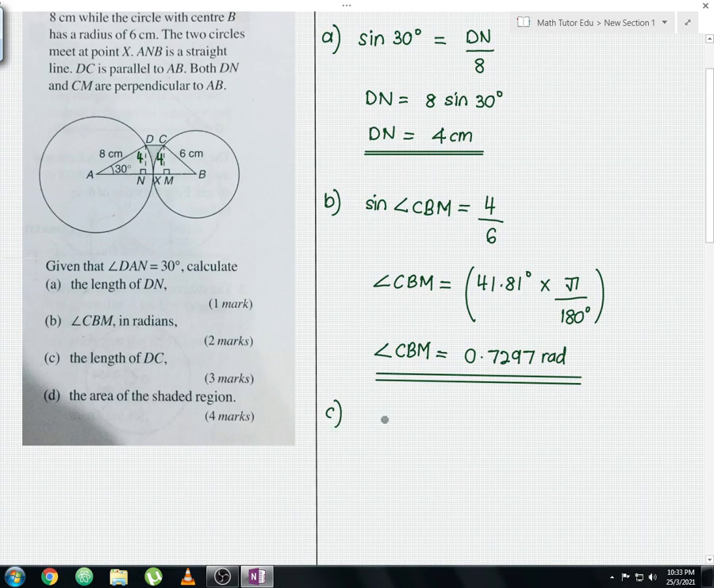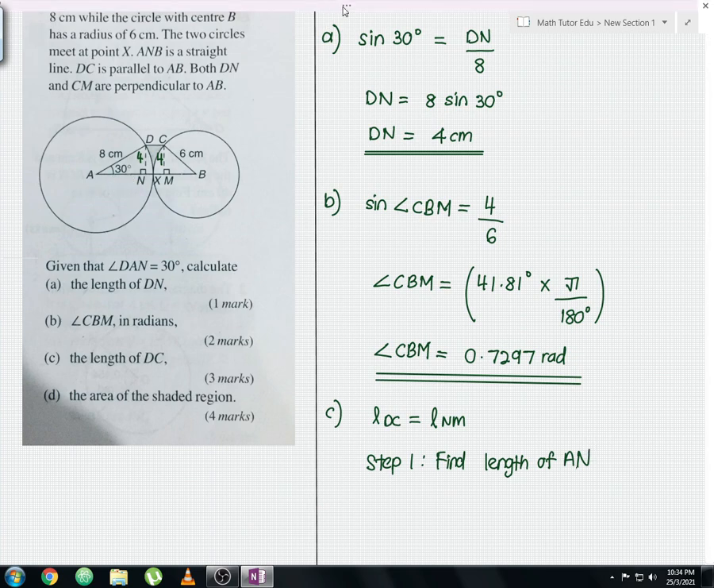So from the diagram, like I said, we know that the length of DC is equal to the length of NM. The first step is we need to calculate the length of AN. So step 1, find length of AN. How to find the length of AN? We can use the Pythagoras theorem, guys. We know the hypotenuse, we know the opposite length, so the only length we need to know is the adjacent length.